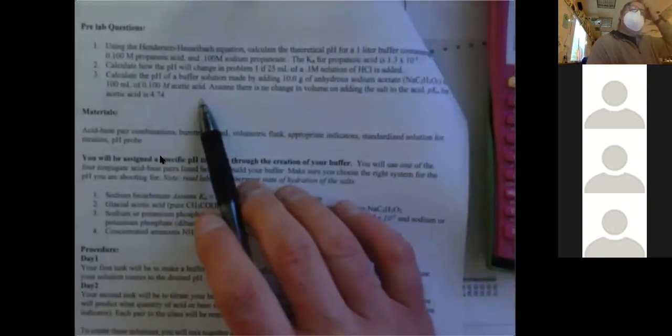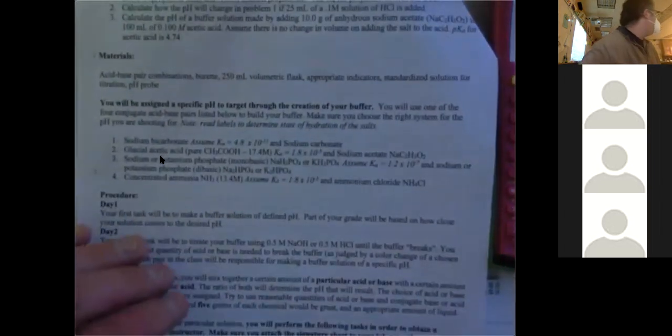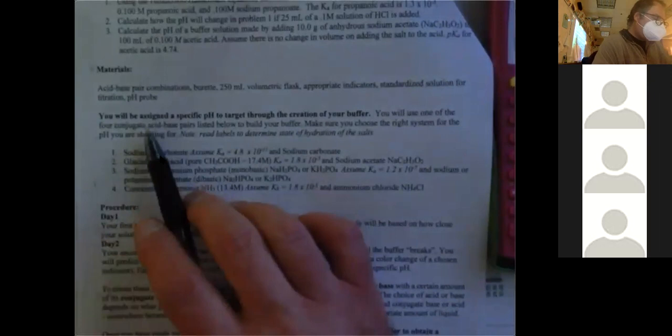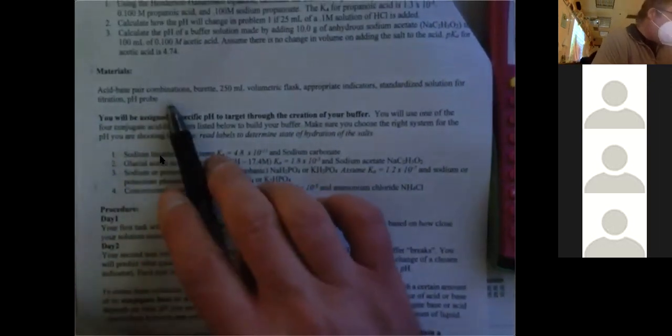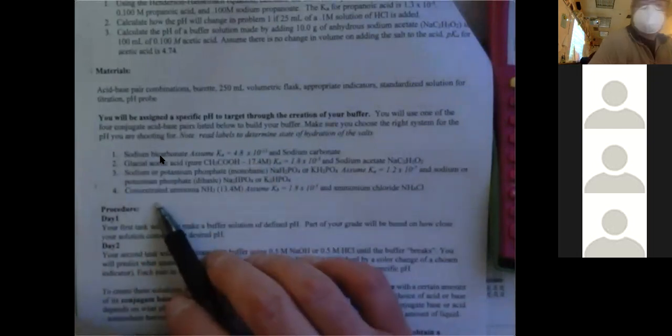So here's the pre-lab. I'll give you some time, hopefully today, to work through this, and then I'll give pHs to these guys, and they can think about how to make their buffer with your help at home or with the help of each other. Acid-base pair combinations. So here are the 4 ways we are going to make buffers.